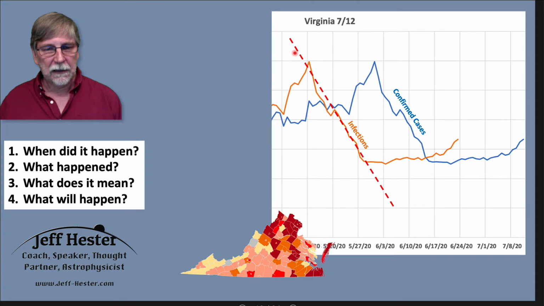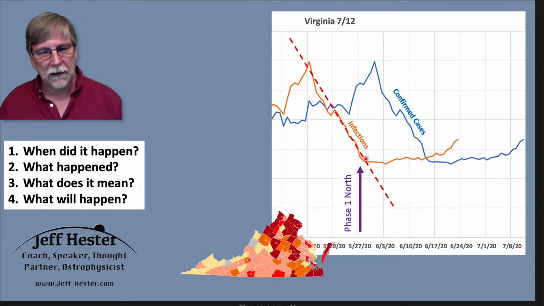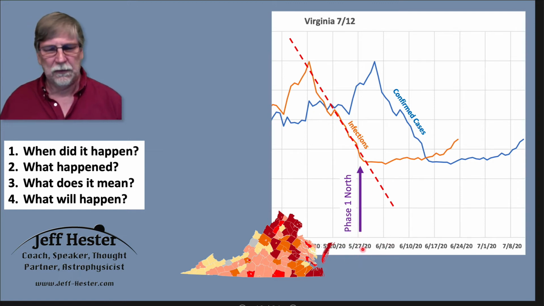And in Virginia, man, look at that. Numbers of infections were falling very nicely. So what they were doing was working. But then on, I think it was, well, anyway, it was May 28th or something like that, they did their phase 1 reopening in the northern part of the state. The northern part of the state being where most of the people are.